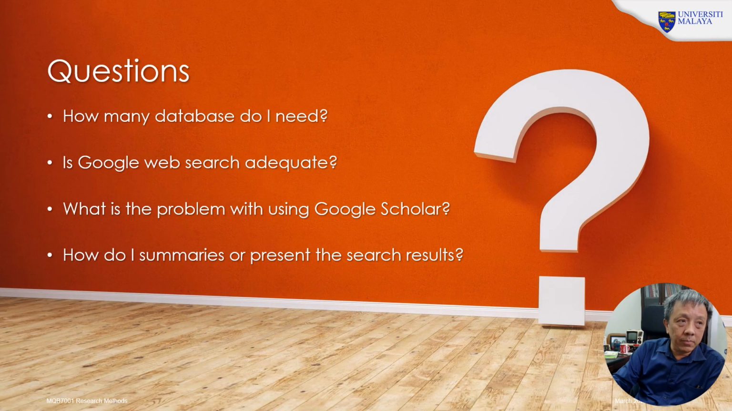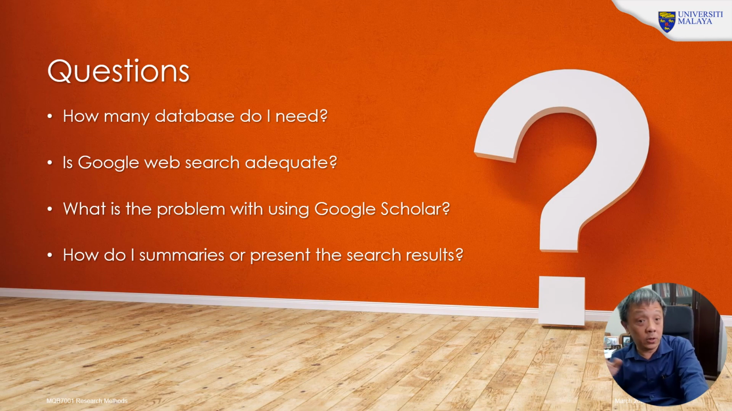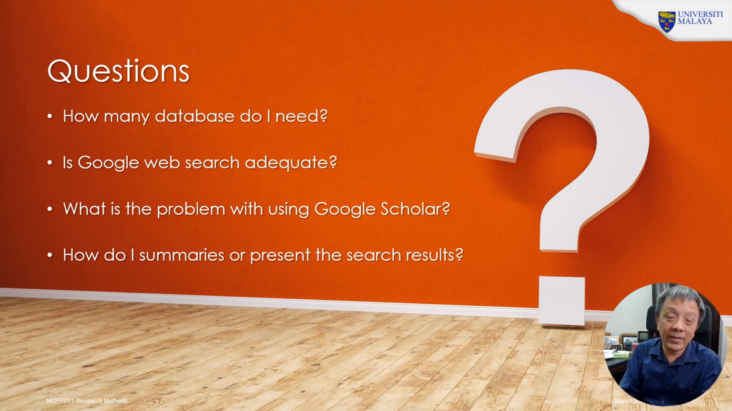Let's just skip this. Let us move back to questions that maybe you all can answer. How many databases do I need? Is Google Web Search adequate? I'm talking about Google, not Google Scholar. So what is the difference between Google Web Search and Google Scholar? What's the problem of using Google Scholar? And how do I summarize or present my search result? We'll discuss this in our class, in our discussion later. So hopefully you can go through these slides before our class starts. Okay, thank you very much. Have a nice day.